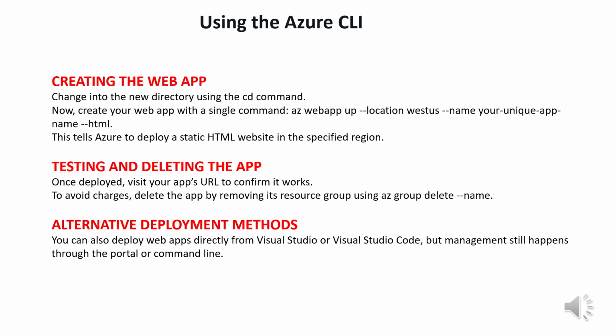Testing and deleting the app. Once deployed, visit your app's URL to confirm it works. To avoid charges, delete the app by removing its resource group using az group delete --name. Alternative deployment methods. You can also deploy web apps directly from Visual Studio or Visual Studio Code, but management still happens through the portal or command line.